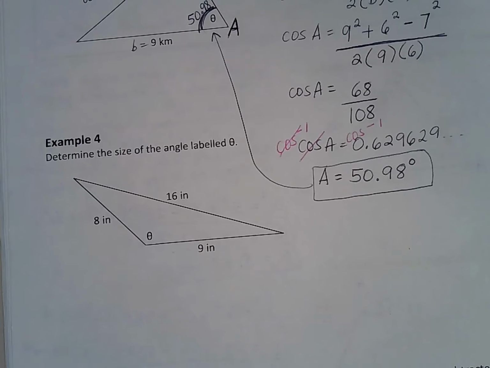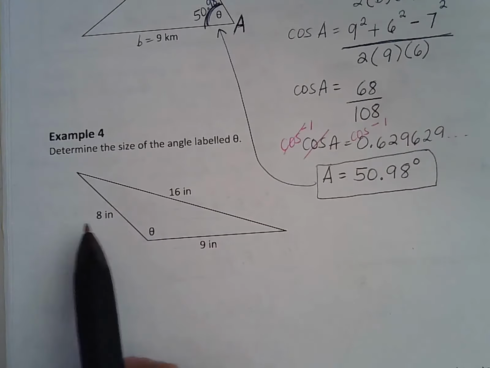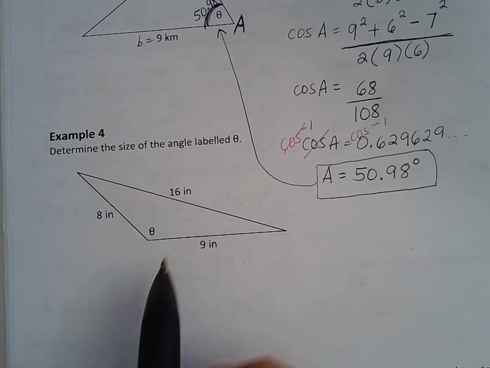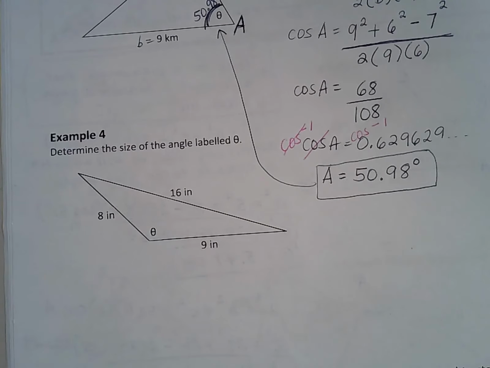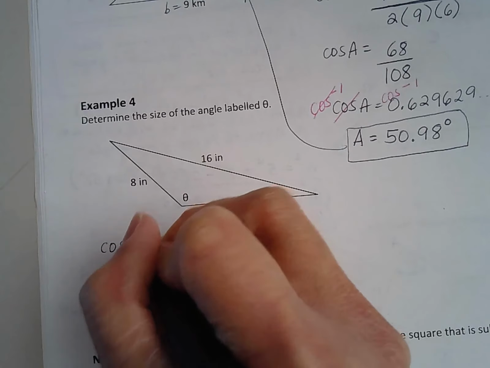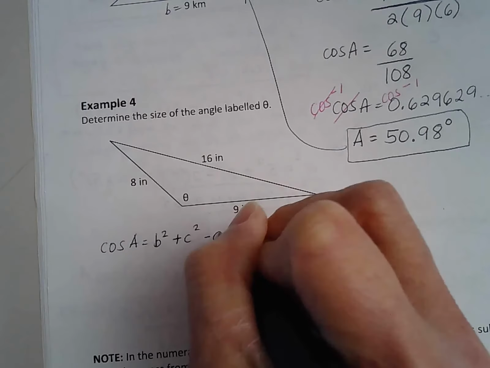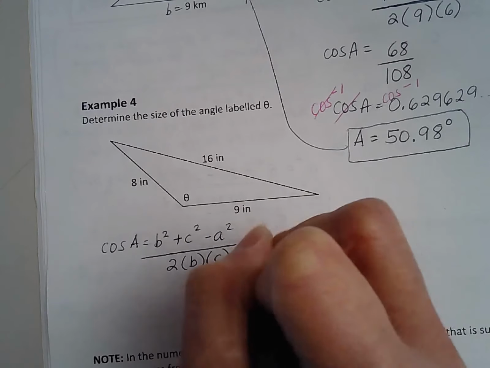We're going to try example number 2. What do we see here? We see that 3 sides are given, so that tells us that we're going to use the cosine law. I'm actually going to start here. Cos A equals b squared plus c squared minus a squared divided by 2 times b times c.